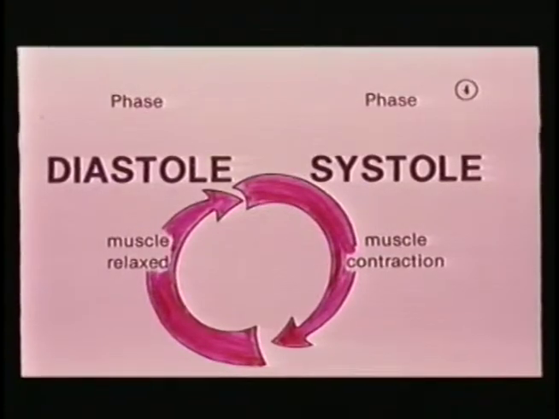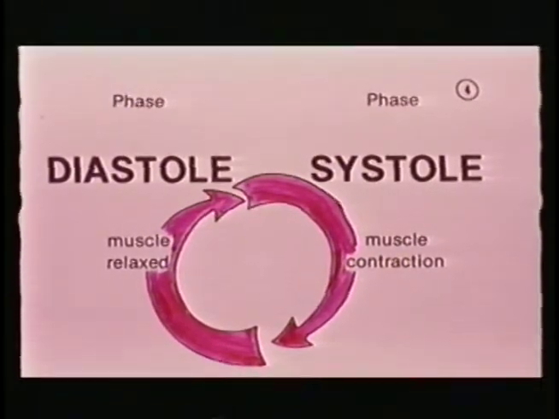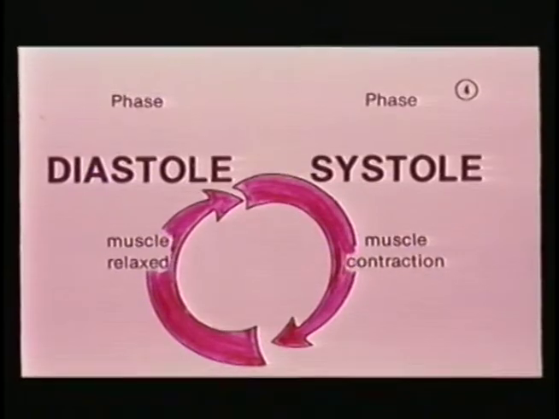Slide 4. The heart is a 2-phase pump. In phase 1, when the muscle is relaxed, the heart is in diastole. In phase 2, when the muscle is contracting, the heart is in systole.